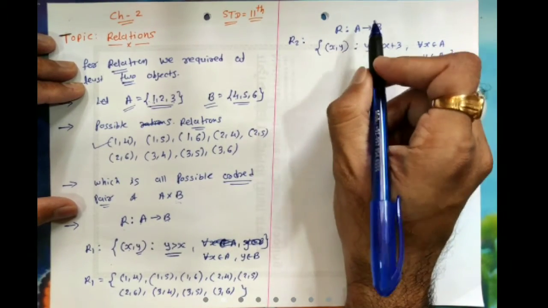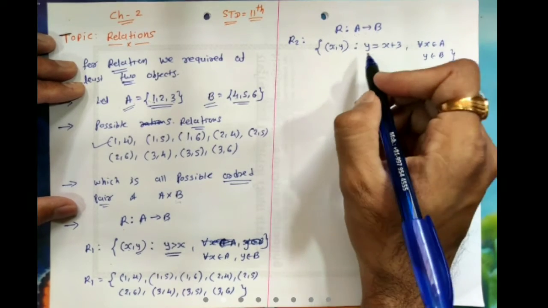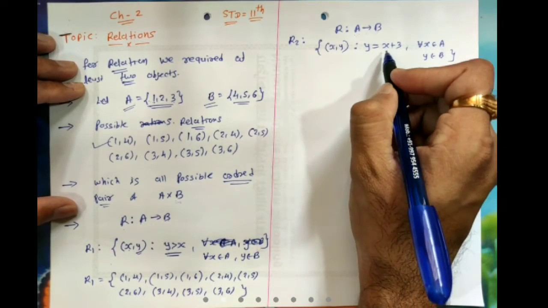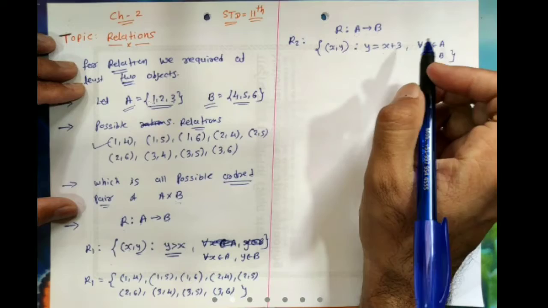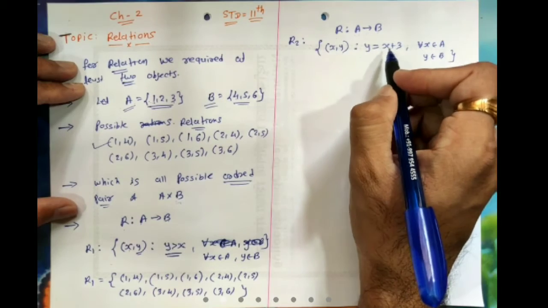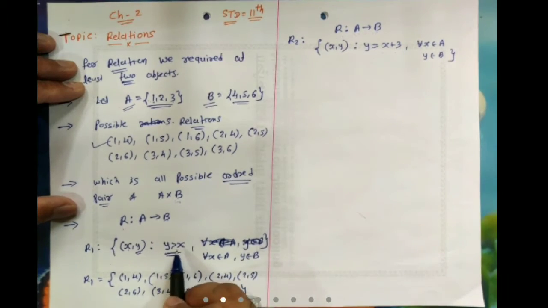Now this is the description of the relation. A और B के बीच में रिलेशन है, लेकिन कौन सा रिलेशन अभी यहाँ पर? सेकंड एलिमेंट है वो फर्स्ट एलिमेंट से 3 ज़्यादा होना चाहिए. ये अभी उनका रिलेशन है, उसका डिस्क्रिप्शन है. फर्स्ट केस में हमने क्या डिस्क्रिप्शन दिया था रिलेशन का?